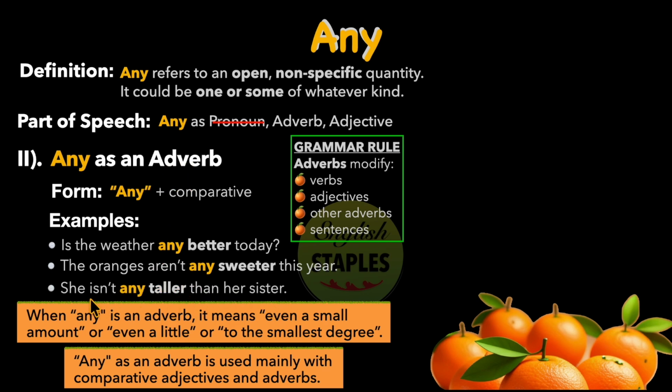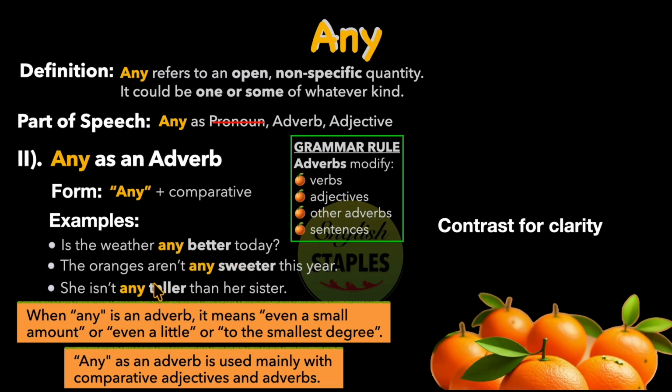One more example. She isn't any taller than her sister. So here we have the comparative taller. So we have the adjective tall, and then the comparative is taller. Any is modifying taller. In this context, any is an adverb because it's modifying the adjective taller.